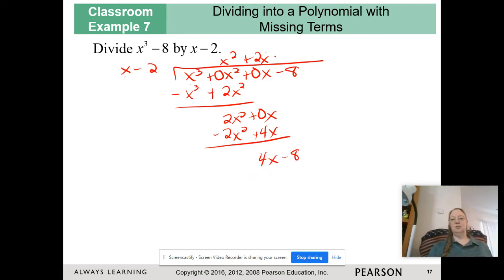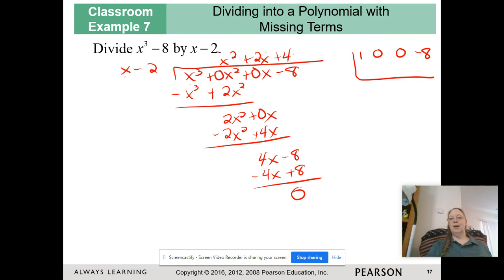And divide. And multiply. And change the signs. And there you go. So x squared plus 2x plus 4. I said I would do it with long division. Or, sorry, synthetic division. Okay, we've got missing terms, so we have to put in the zeros, just like we did with long division.